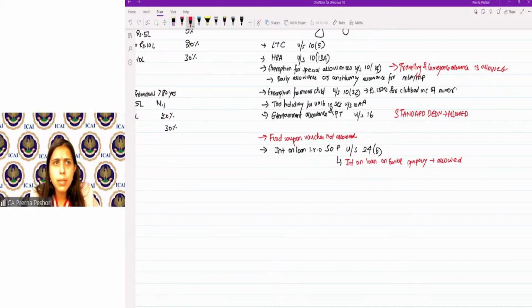Standard deduction, 30%. Is the 30% deduction allowed or not allowed? Allowed. That is not disallowed over here. Okay.